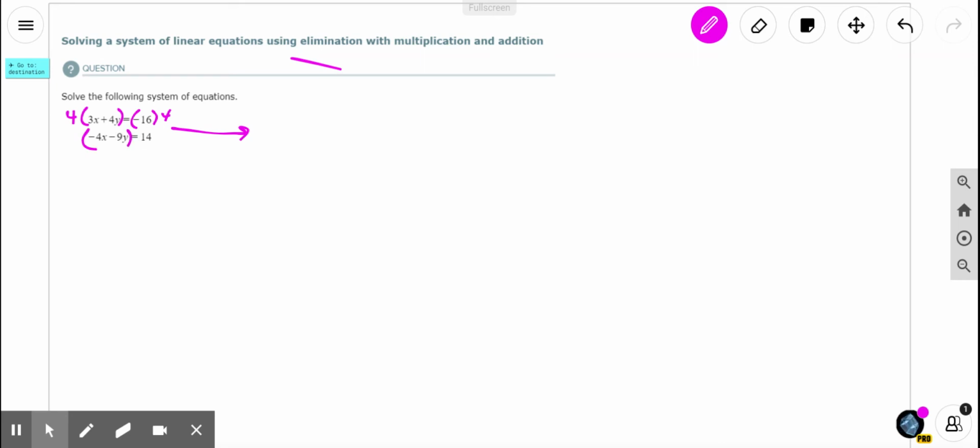Can't put parentheses around the equal sign. And this one I'm going to multiply by 3. Okay, so here we go. You get 12x plus 16y.